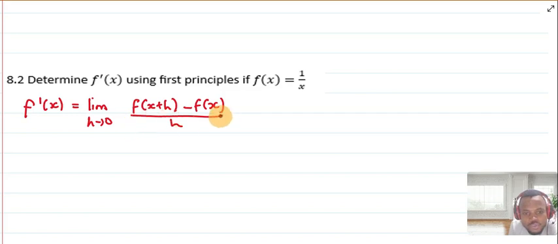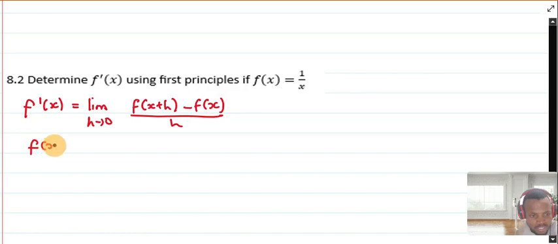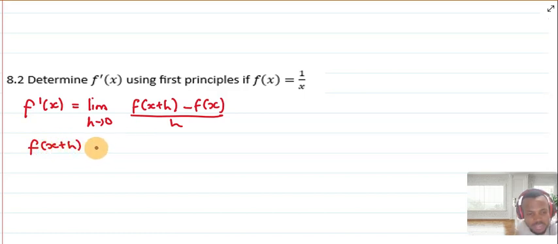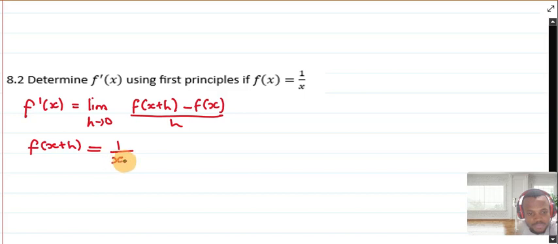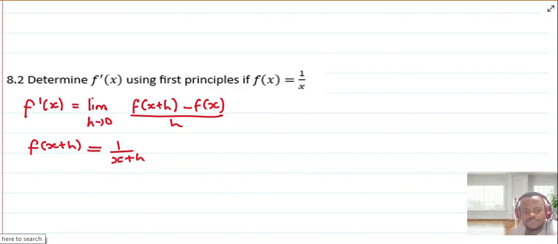So you do know f at x, but you don't know f at x plus h. So the first thing to do is to find f at x plus h. Use the very same approach as the one I specified previously, that where you see x, you replace it with x plus h. So f at x plus h is equal to 1 over x plus h.